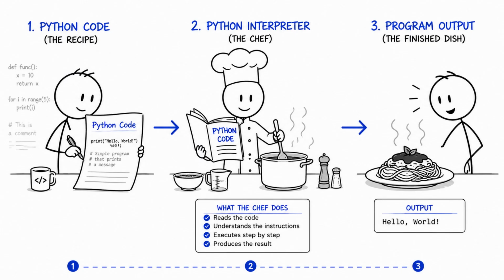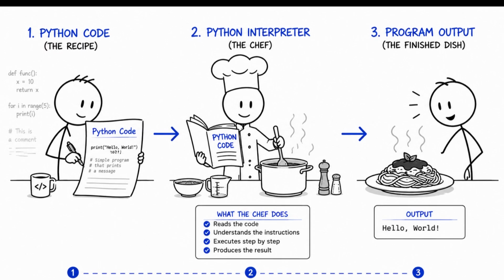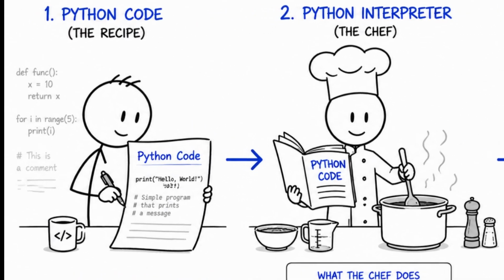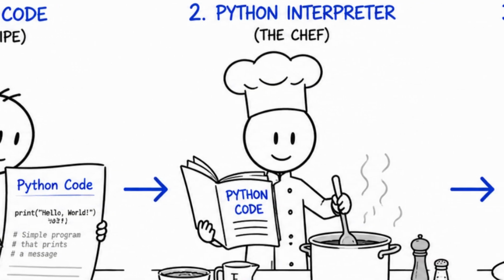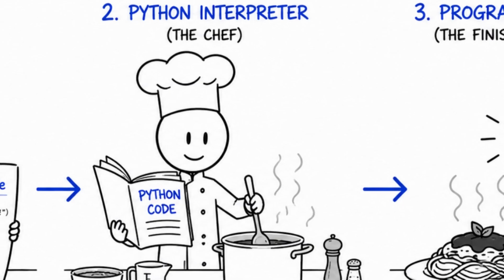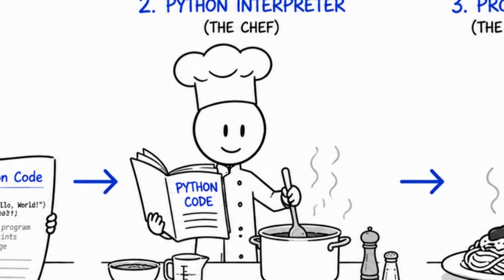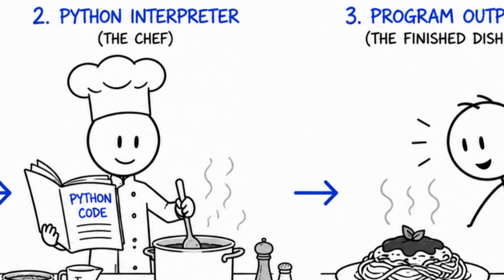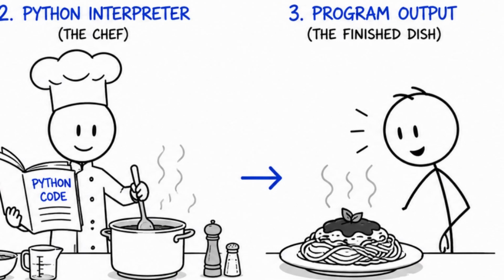Let's start with the most important question. What is the Python interpreter? The Python interpreter is the program that reads and executes your Python code. In simple terms, it takes your Python instructions and makes them run. Think of it like a chef. You write a recipe. The chef reads the recipe and follows the instructions. Your Python code is the recipe. The Python interpreter is the chef. And the result is your program's output.